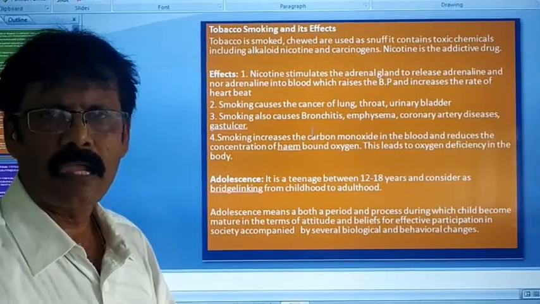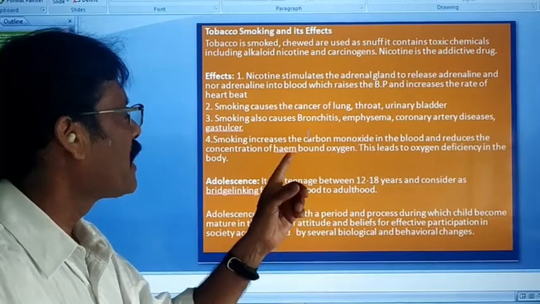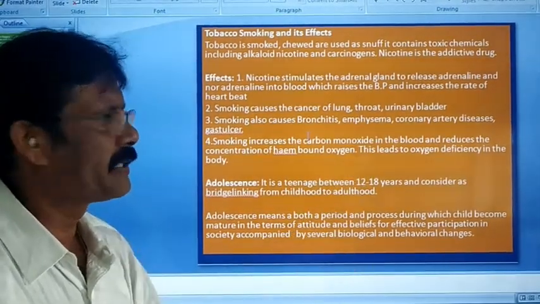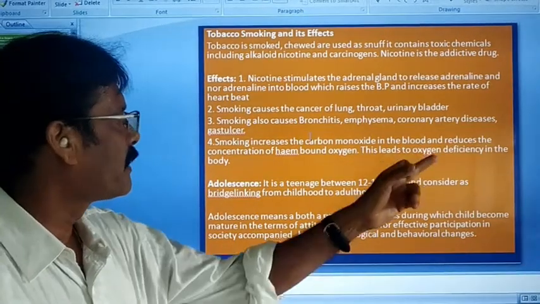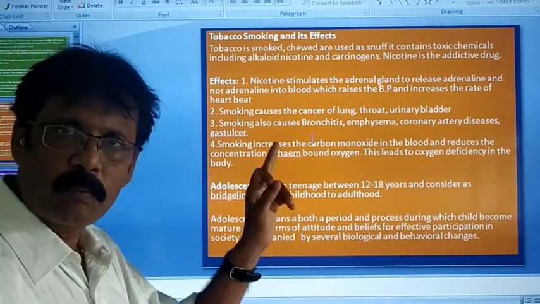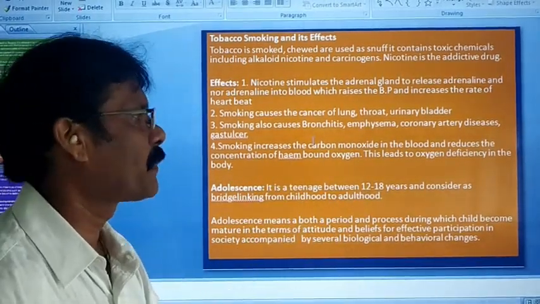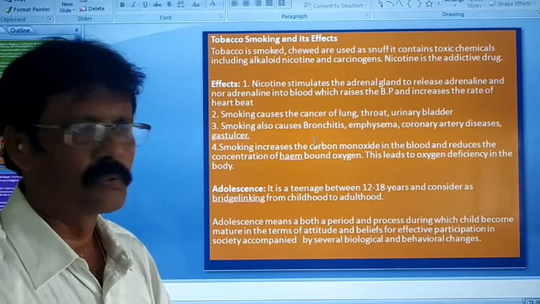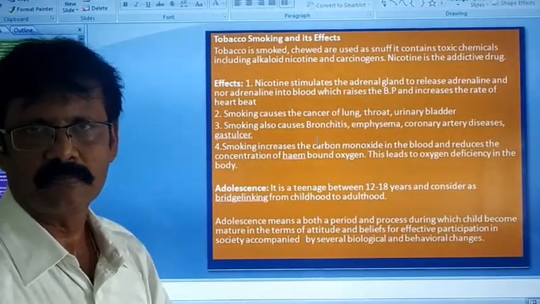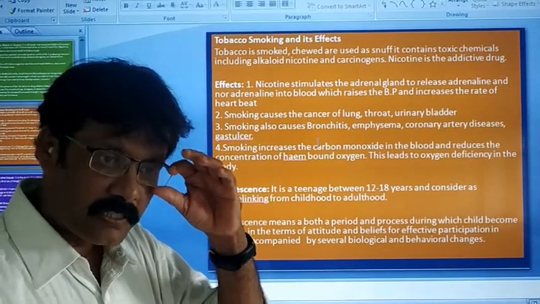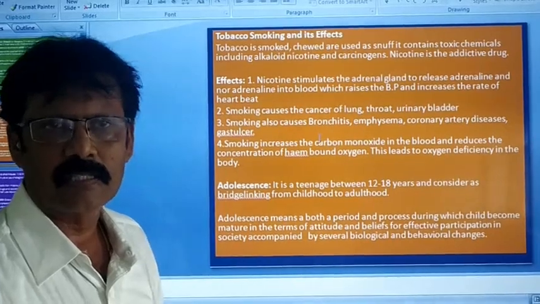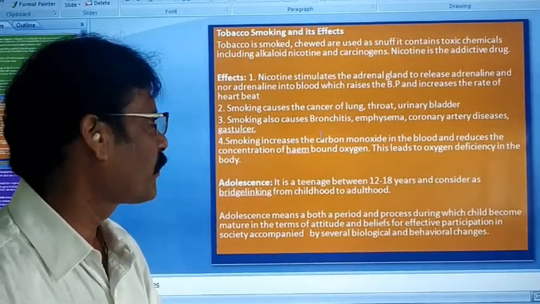Next one. Cigarette smoking increases the carbon monoxide concentration in the blood and reduces the concentration of heme-bound oxygen, that leads to deficiency of oxygen in the blood. That condition is called hypoxemia.